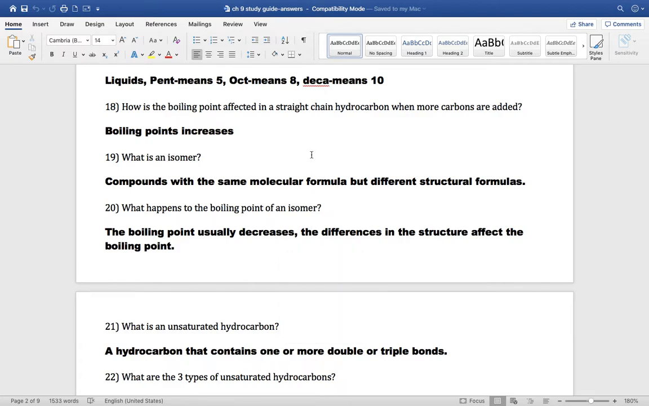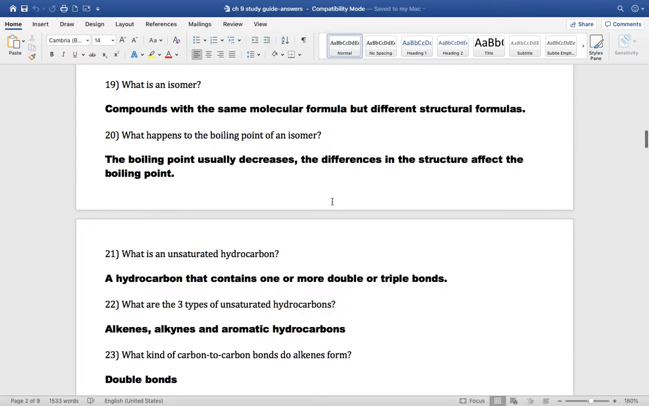What is an isomer? It's a compound with the same molecular formula but different structural formulas. So it's still going to be the same formula, but one could be a ring and one could be a straight chain carbon or a branch chain or something. What happens to the boiling point of an isomer? The boiling point usually will decrease, and the differences in the structure affect the boiling point.